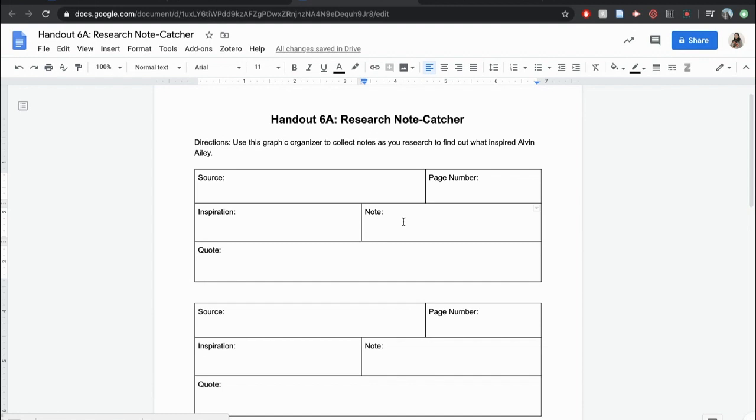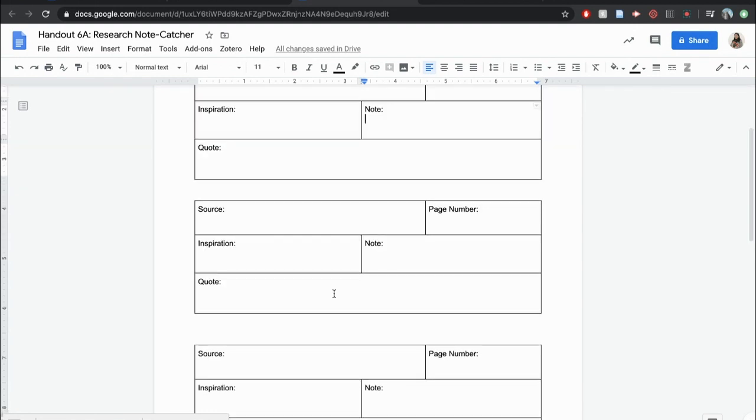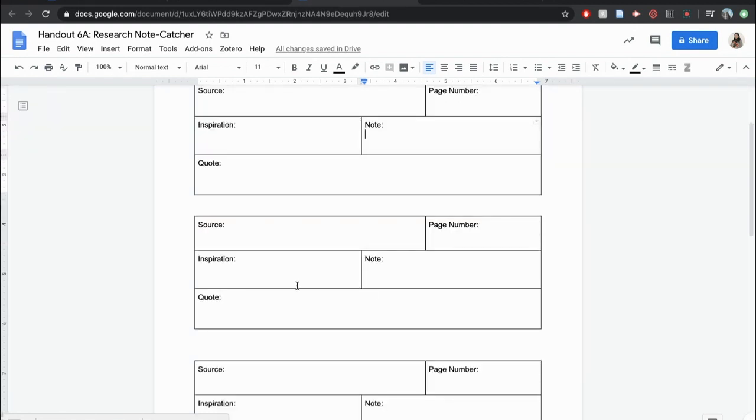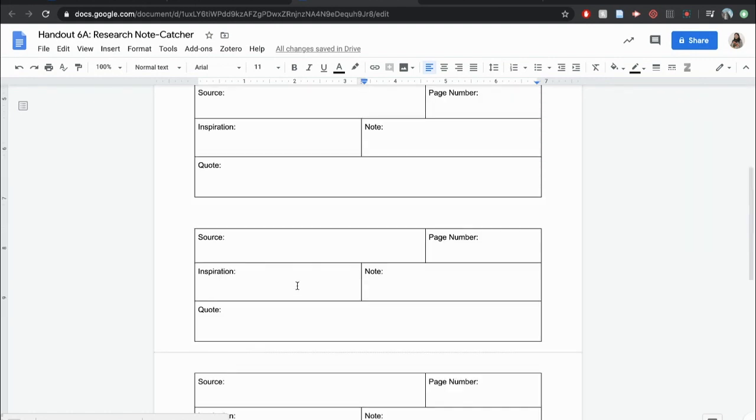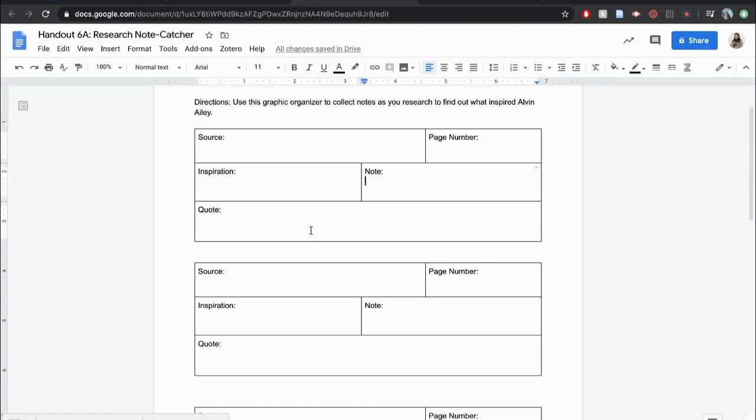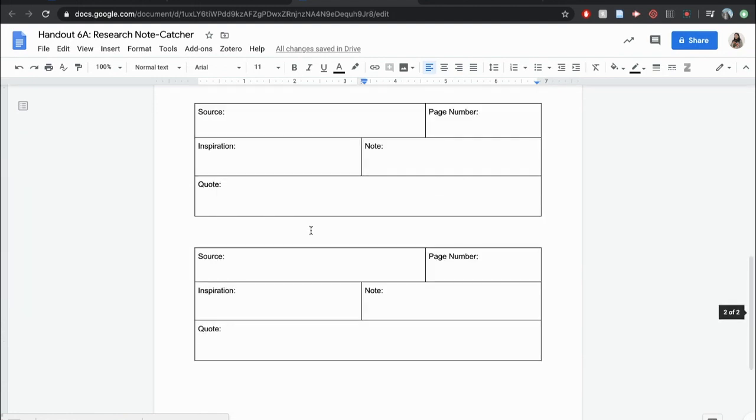And then here you can just write any notes that you also want to take note of so that you can have more ideas for your writing piece. These are some more boxes so that you can continue writing your notes. You don't have to fill out all of these boxes.